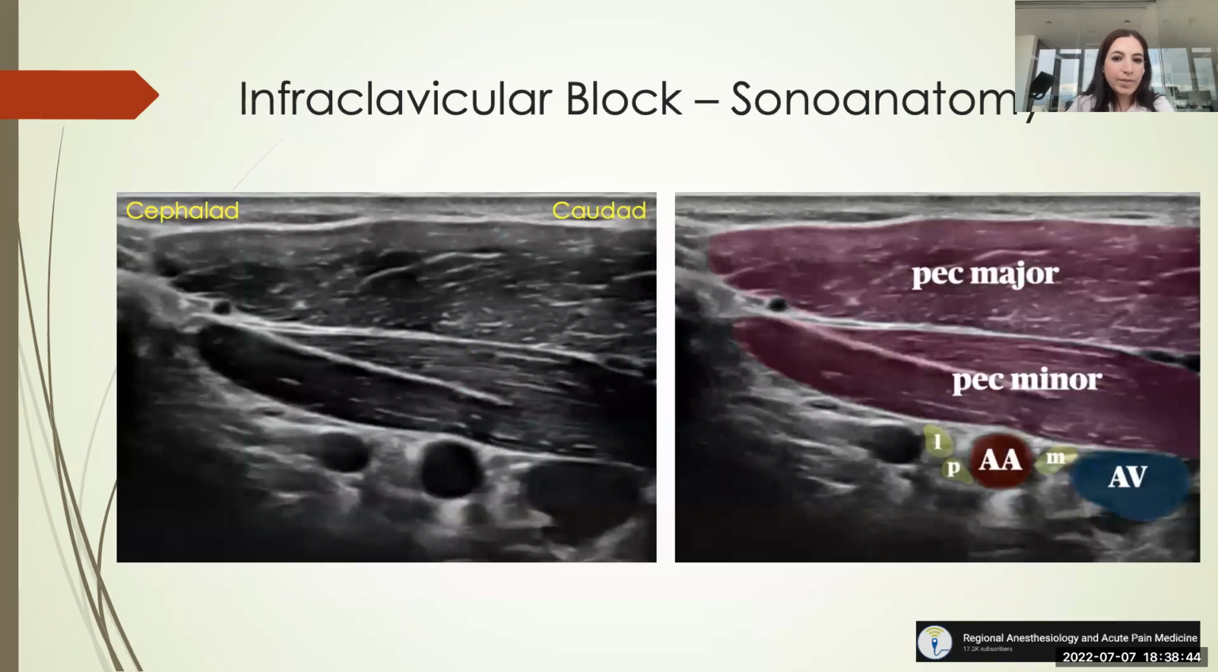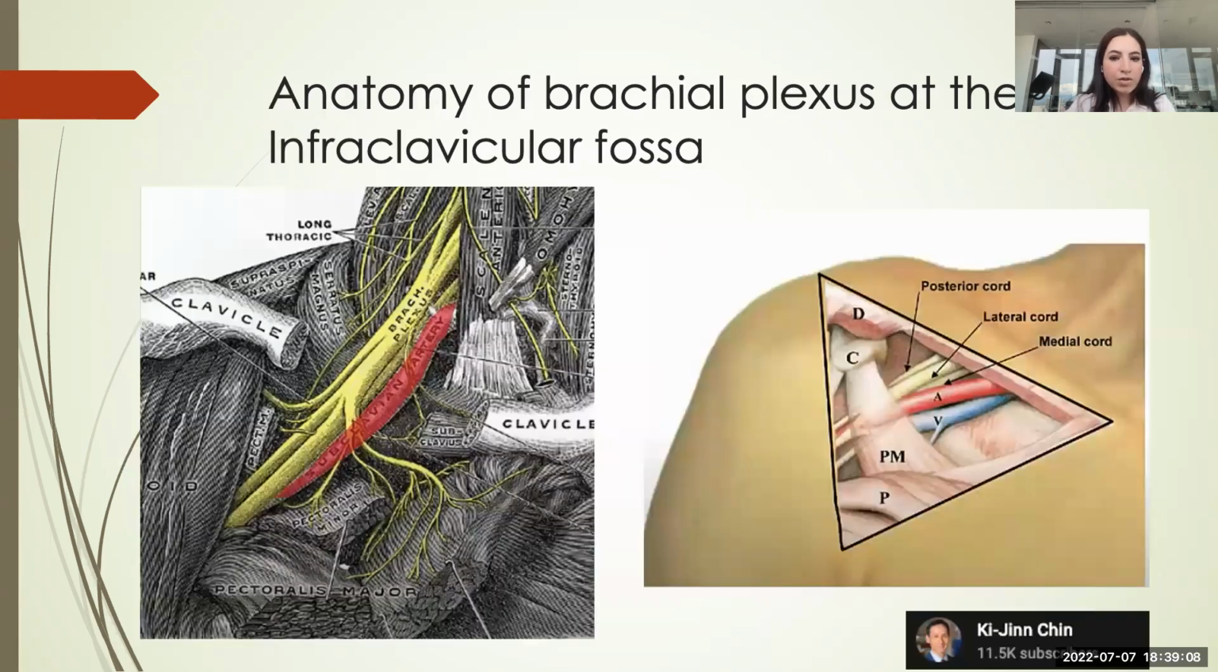So what are we aiming to see on ultrasound in this intraclavicular space? The goal is to visualize the axillary artery, as you can see here, deep to the pectoralis major and pectoralis minor muscles, with the cords of the brachial plexus in their respective positions around the artery. In this particular case, you can see the axillary vein and an additional vessel that you'd have to be aware of. It's important to understand how the anatomy of the brachial plexus varies along its course in this area when you're scanning for an image.